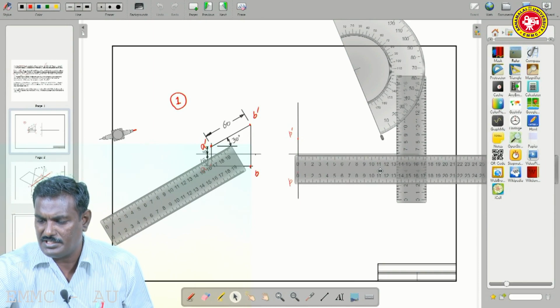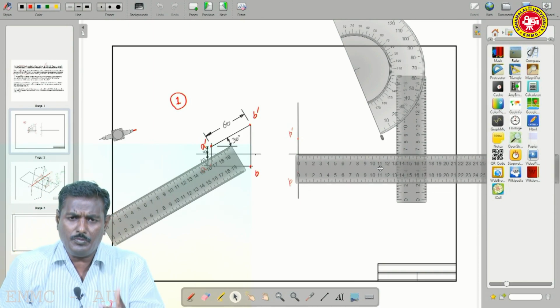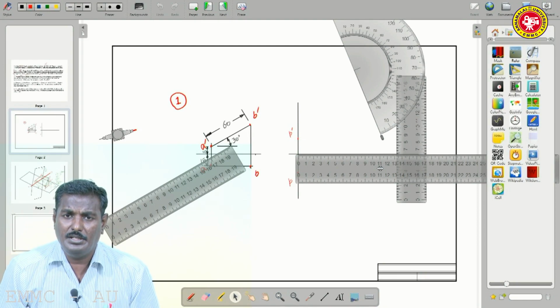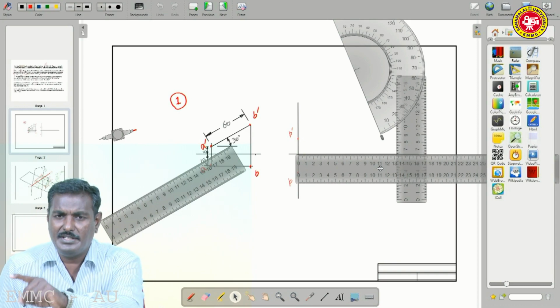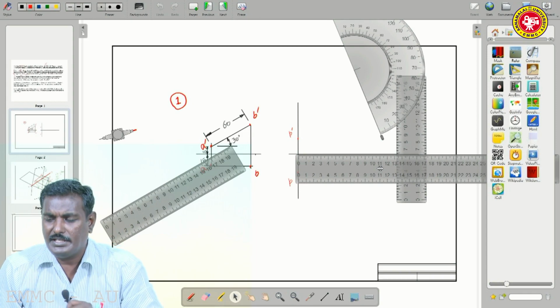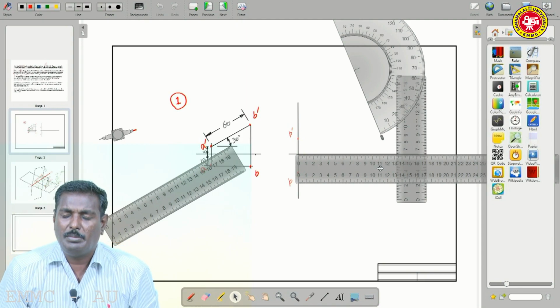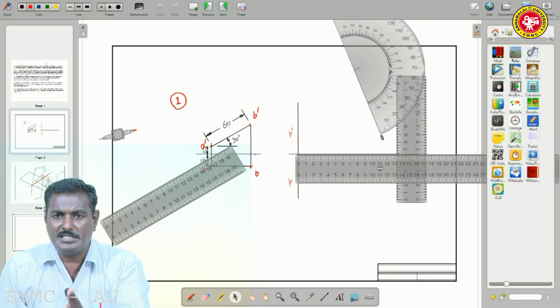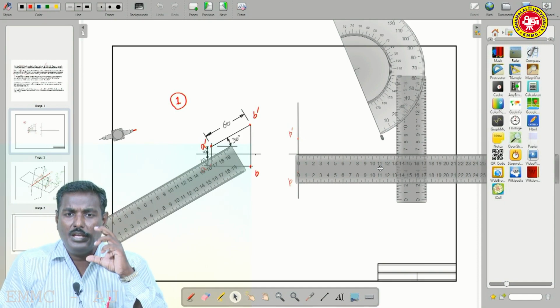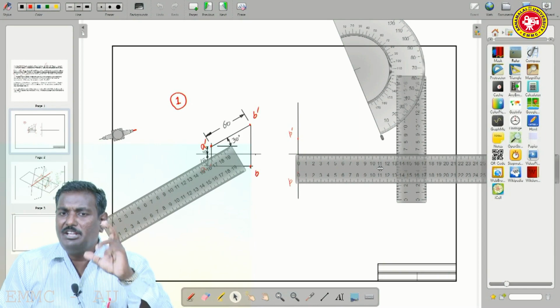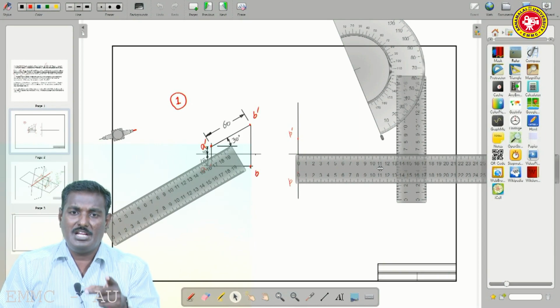Please use a mini drafter, because on this open board I am not getting mini drafters. Protractors, rulers, that is scales, these items are available, but mini drafters are not available. So, instead of a mini drafter I am using a horizontal scale and a vertical scale. In your practice you have to use mini drafters, because a mini drafter has the horizontal and vertical scales combined. So, it is very easy.